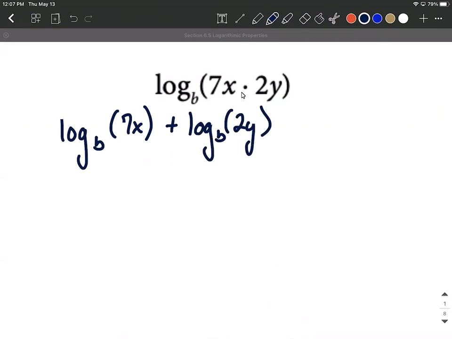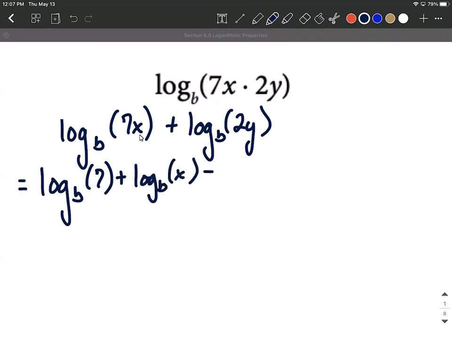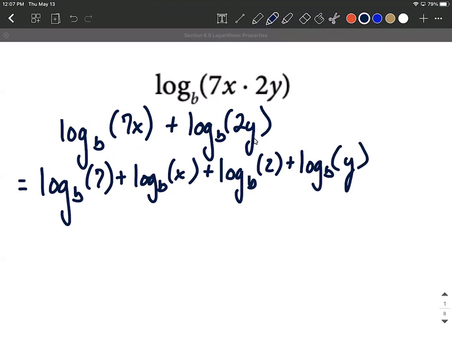All right. We can expand this further, however, kind of visualizing that this is 7 multiplied by x. So we can split this apart one more time for this first logarithm and say log base b of 7 plus log base b of x. Plus, we can kind of do the same thing over here. We have 2 multiplied by y, so we can split those apart, giving each one their own log. And we're going to be separating these by an addition sign again.